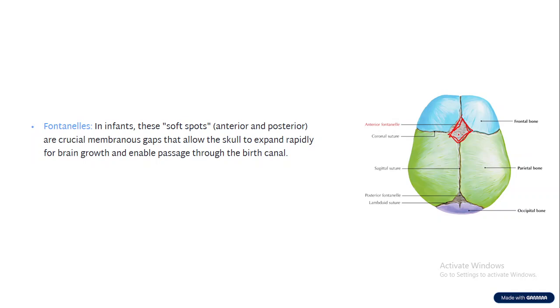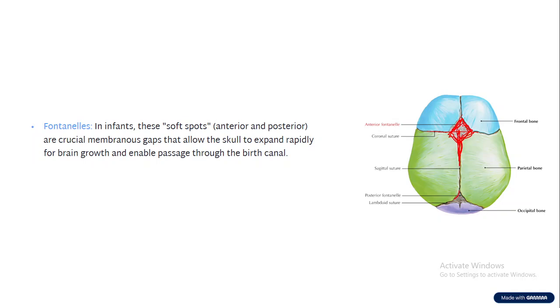So this is the anterior fontanelle, which is present at the junction of coronal suture and sagittal suture. Here is the sagittal suture. So this is the anterior fontanelle. It is a soft spot present between the frontal and the parietal bones. Second is the posterior fontanelle.